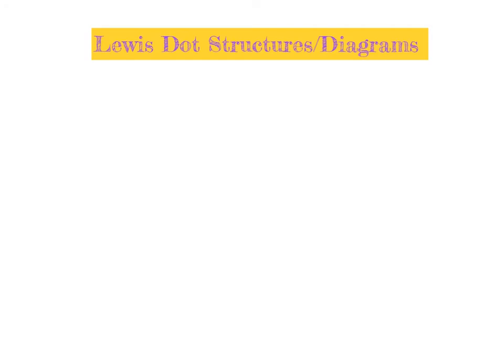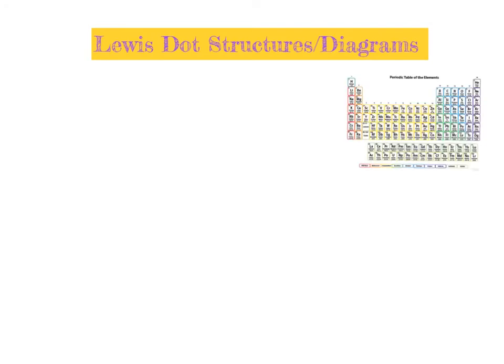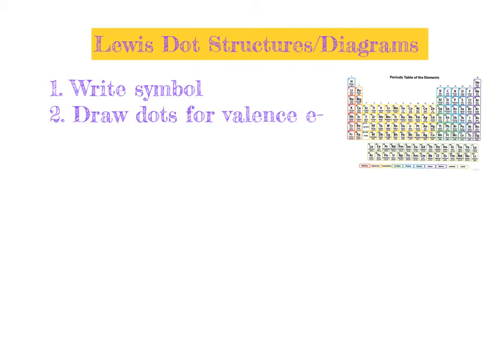Now that you know how to find the valence electrons, you can draw the Lewis dot structures or dot diagrams. A Lewis dot structure diagram is a picture view of an element showing how many valence electrons it has. So there are 2 steps to this. The first step is you always write the symbol of the element. And then you draw dots for how many valence electrons that element has.